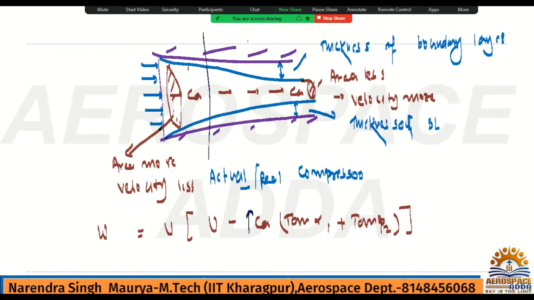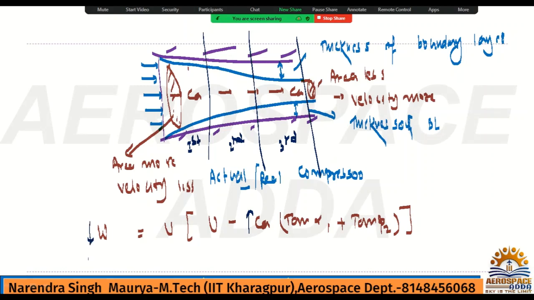Just divide it into different parts. This is the first stage, you can say. This is the second stage. This is the third stage. So this CA will be increasing. Why? Because the area for the flow is decreasing, because on the wall the boundary layer thickness will be increasing. This compressor, you know very well, is working with stage to stage pressure rising, so obviously adverse pressure gradient will be developed and thickness of boundary layer will be increasing. So if CA is increasing, this work will be reducing.